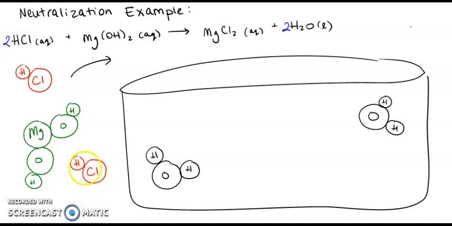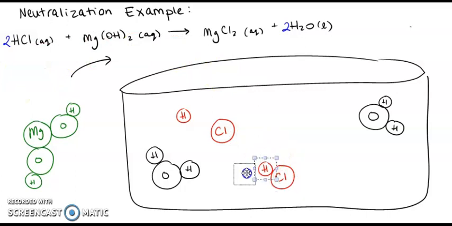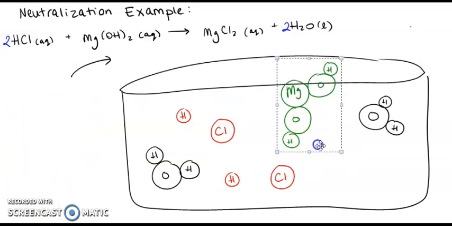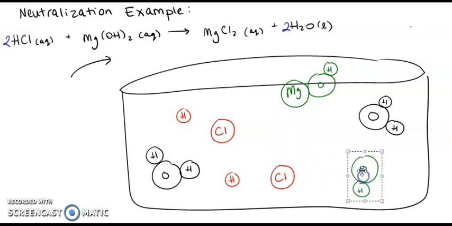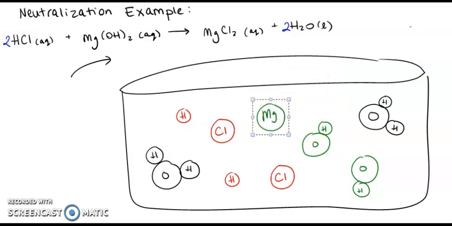First I have to double my hydrochloric acid since I have 2 here, and now I can put it in the water. Now once these substances go into the water, they're going to dissociate into their ions. So we have some positive hydrogen ions and negative chloride ions. Got some negative hydroxide ions and a positive magnesium ion.